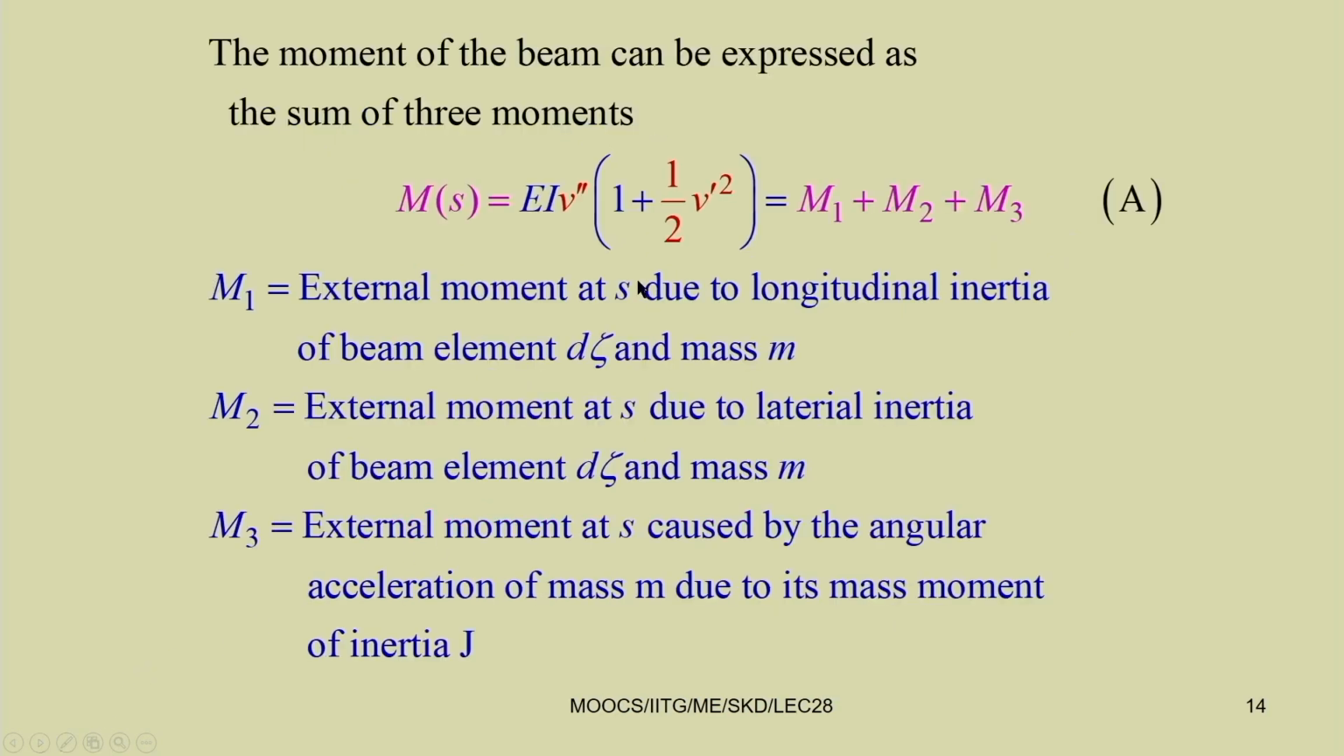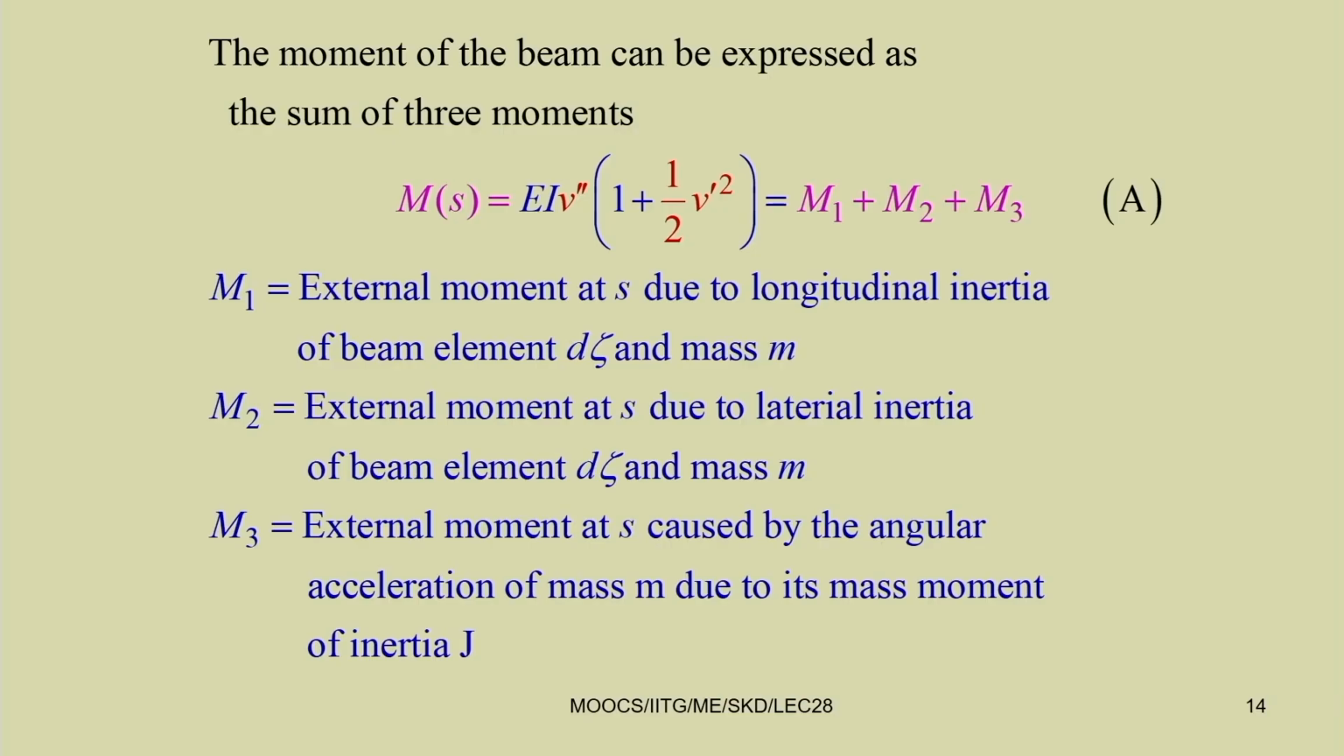This moment, now taking the moment of all the forces. So, we know the forces in the longitudinal direction and lateral direction, and the moment due to inertia also we can find. That way we have divided this into 3 parts, that is M1, M2, M3. External moment at S due to longitudinal inertia of the beam, external moment at S due to lateral inertia of the beam. So, this is for the beam element d zeta we are taking. Later we will integrate that to find for the whole beam and also for the mass m.